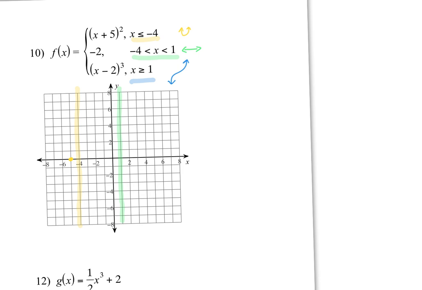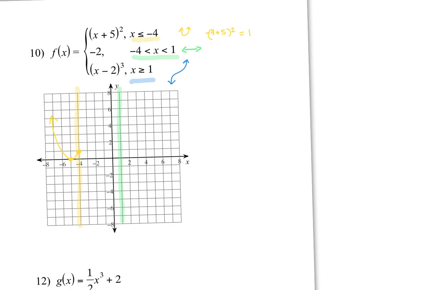Here's what I need to know. At negative 4, is it open or closed circle here? Closed. And I know this because it's or equal to. So when I sketch that, I'm going to put a closed circle right there. You can plug it in. Negative 4 plus 5 is 1. 1 squared is 1. So if I plug in my endpoint here, negative 4 plus 5, square it, I'm going to get a 1. So I know that closed circle happens at negative 4, positive 1. And then I'm just sketching the rest of that parabola. There's the rest of my parabola.